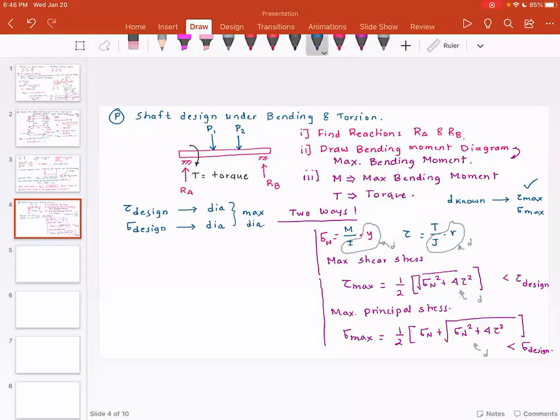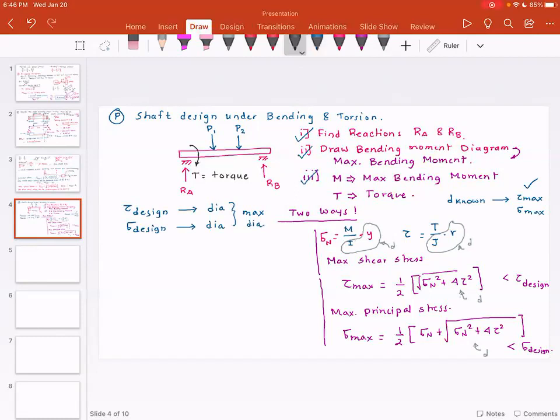So let's look at where we are. We are looking at the shaft design problem under bending and torsion. The loading is given to us, the torque value is given to us. And we set up the problem and we found the reactions RA and RB. We got the maximum bending moment, either from the shear force or from the bending moment diagram, and then found the maximum bending moment.